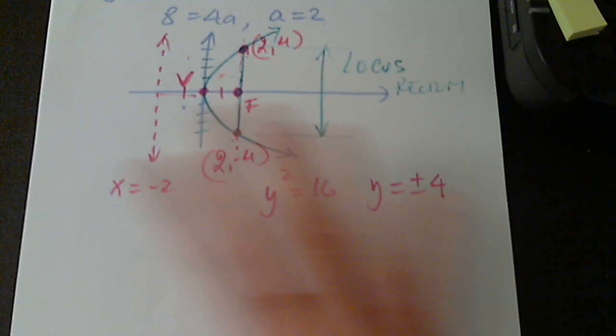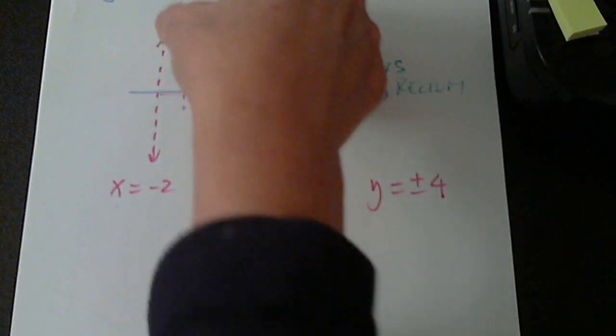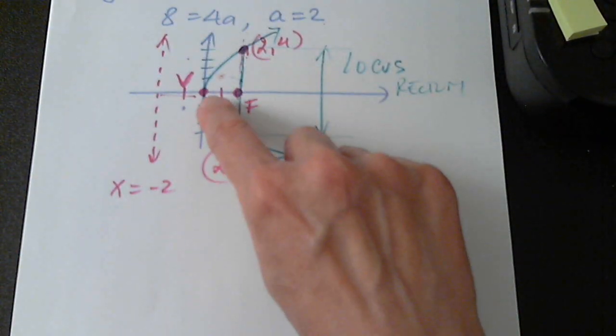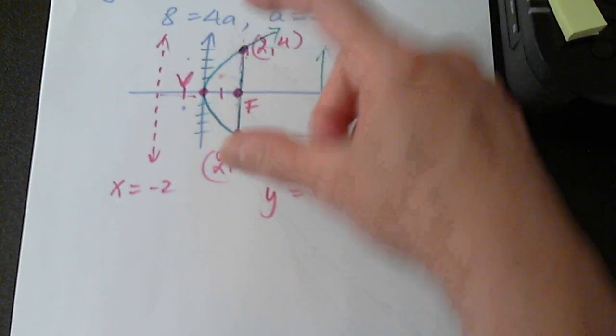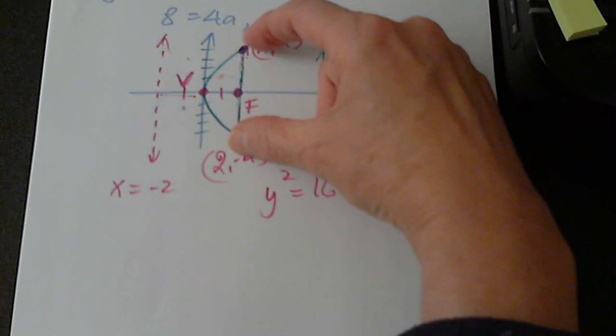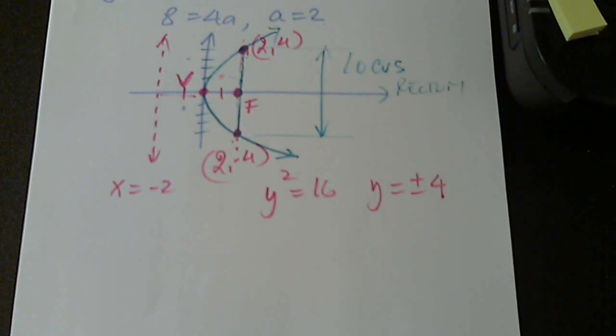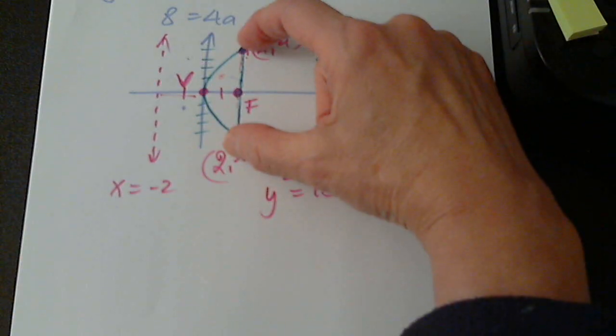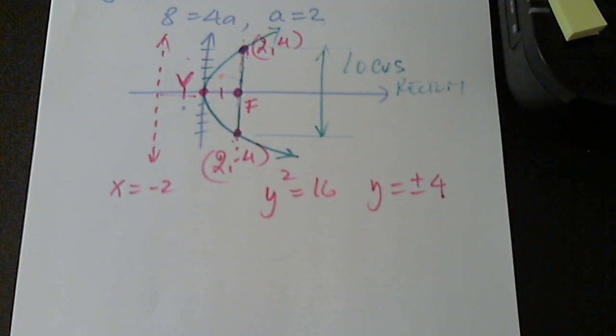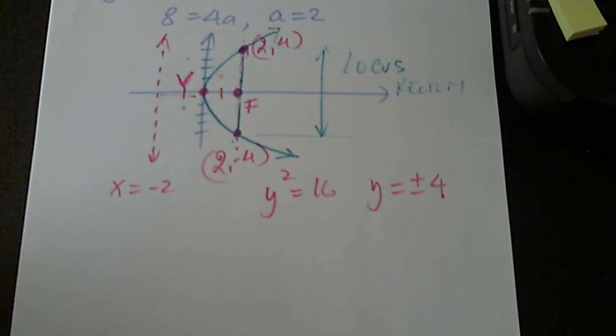Now the parabola is completely defined. We define the directrix, we have the vertex, we have the focus, and we also have the locus rectum, the line that passes through the focus and connects 2 points on the parabola. Now the parabola is fully defined. Any questions on this? Any questions?